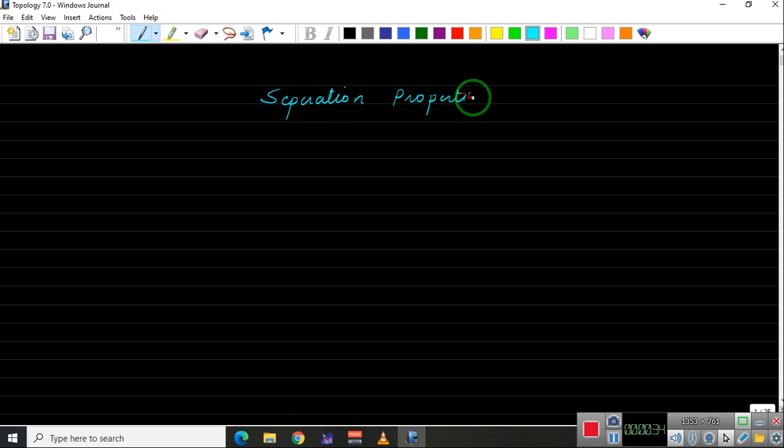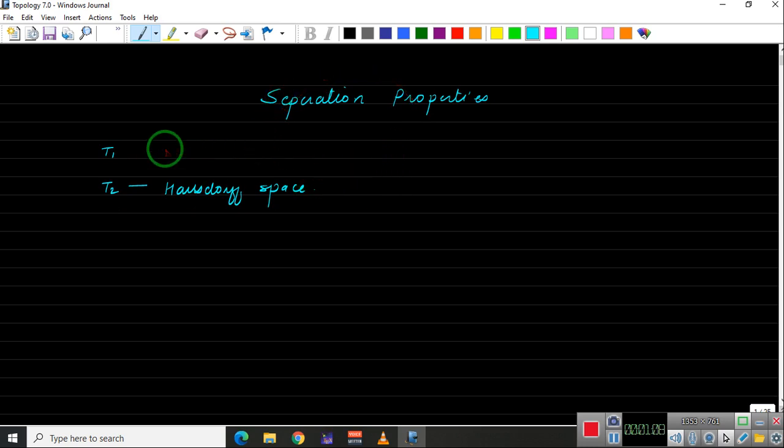Now, if you remember, we have already talked about T1 space. We have taken the definition of T1 space. We have also seen what are T2 spaces. These T2 spaces are called Hausdorff space. We have defined this. We have used this. We have taken the examples of these T2 spaces, T1 spaces, and so on. Now in this series of videos we will talk about these separation properties.